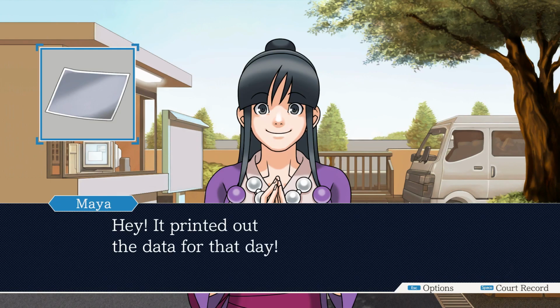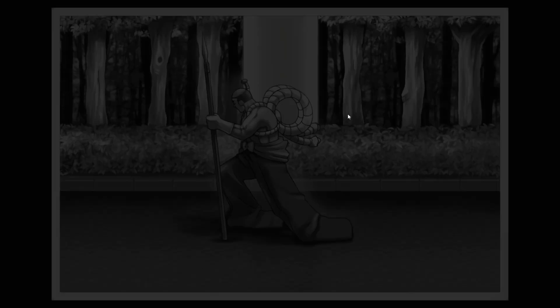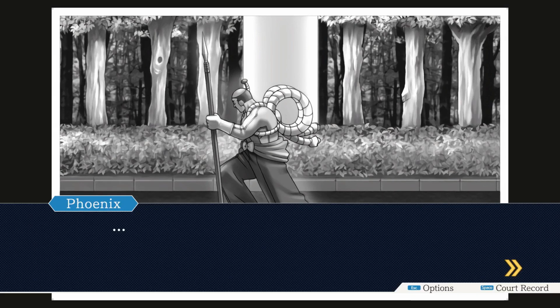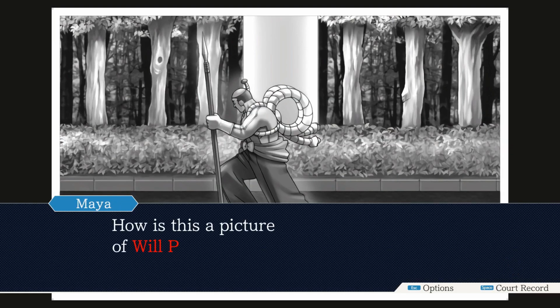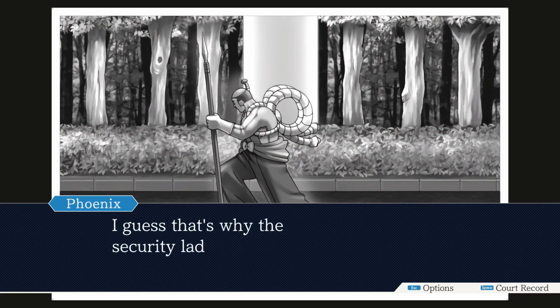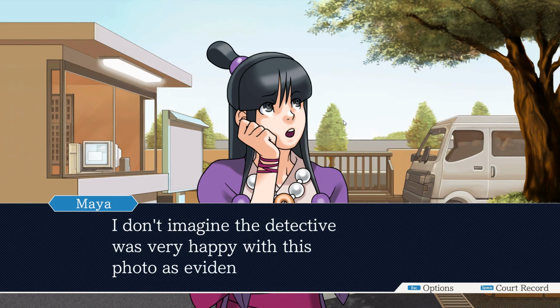Hey, it printed out data for that day. Let's see what we got. Ooh, so it's someone in the costume. It doesn't have to be him. Huh? How is this a picture of Will Powers? Well, he is the one who always wears that suit. I guess that's why the security lady thought it was him. I don't imagine the detective was very happy with this photo as evidence.